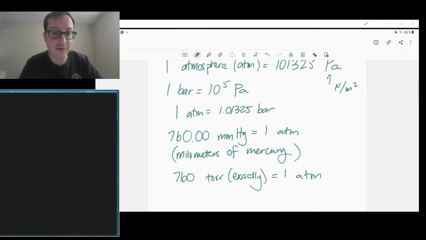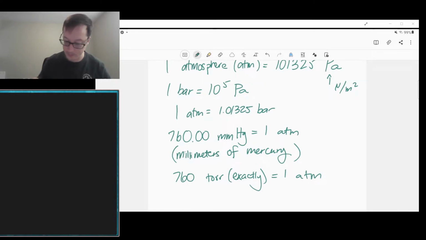So you see there 760.0000 millimeters of mercury. That's to understand that that comes from an experimental value. The exact value is defined for us. So we have defined 760 torr to equal 1 atmosphere. So that's an exact number, no sig figs there. Again, for this class, when you're converting between pressure units, I'm not going to worry about sig figs for that. However, I will worry about them when it comes to actual problems.